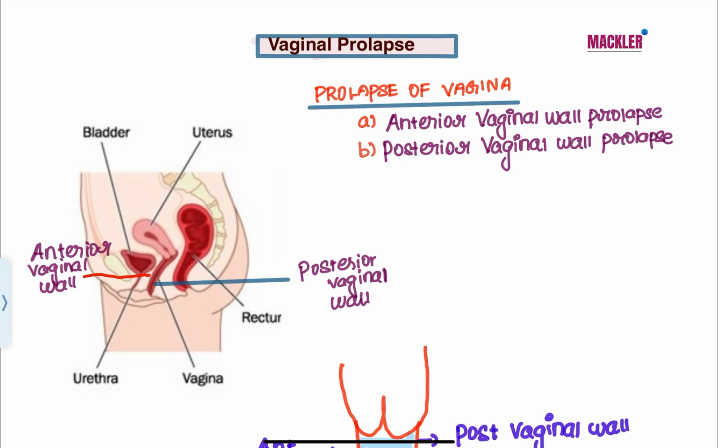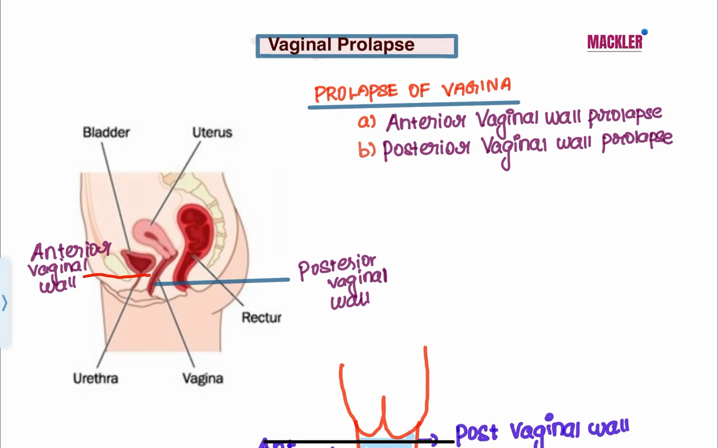Uterocervical prolapse is a condition where the uterus along with the cervix descends down. It can descend either into the vagina at the level of the vaginal introitus, or it can lie entirely outside the vaginal introitus, where it is known as procidentia.